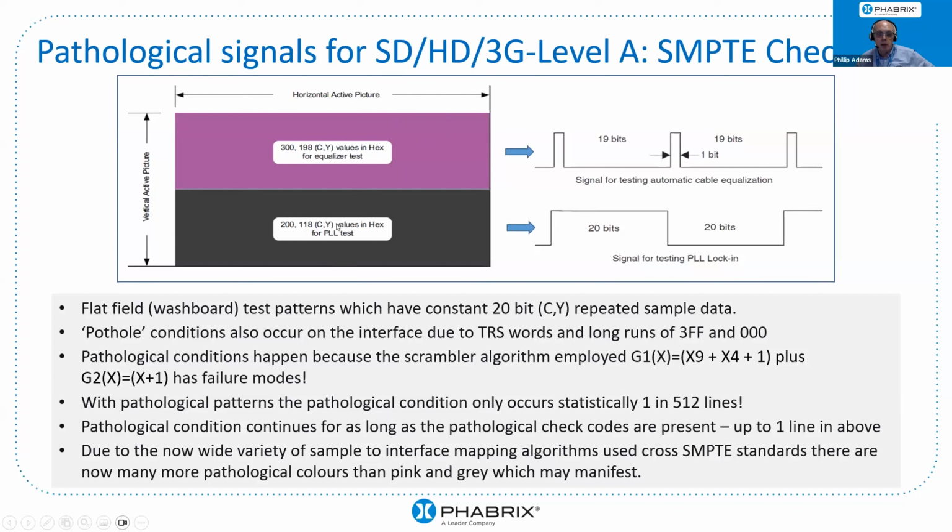Another type of pathological is the PLL test, and this is one where you end up with a square wave. So you've now got an interface which, although it's running at, let's say, 3 gigabit per second, has 20 bits high, followed by 20 bits low, and it continuously does that. So that's pretty hard for getting your PLL to work. You really are stressing your PLL.